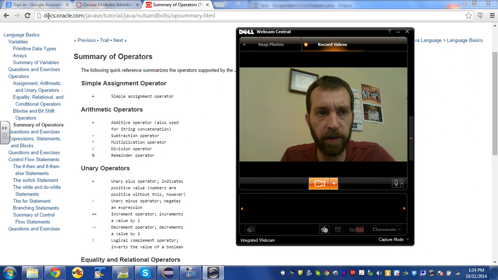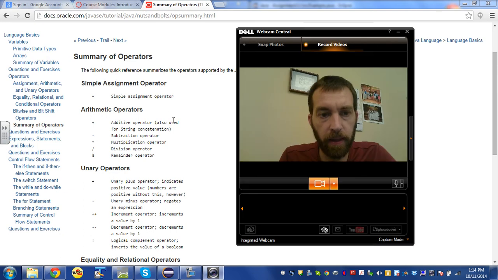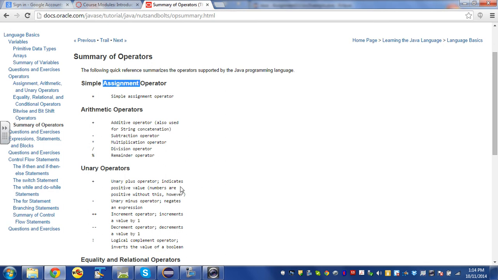This page right here, docs.oracle.com, I've linked to it for this assignment. It lists all the operators. So the assignment operator. This is the operator that's used to store a value in a variable. So it's the single equal sign.